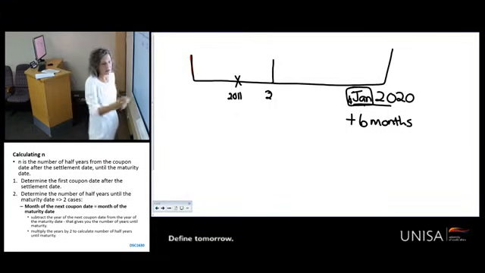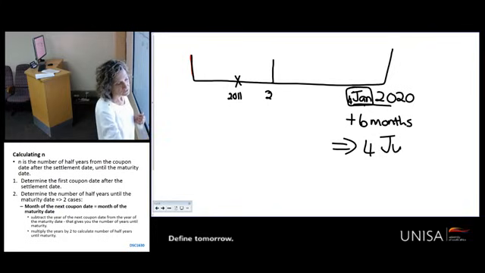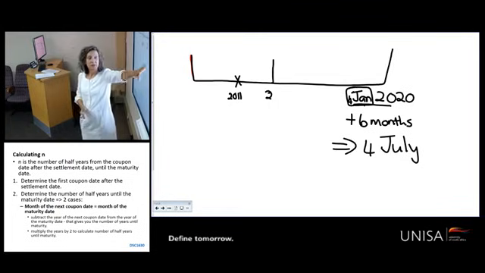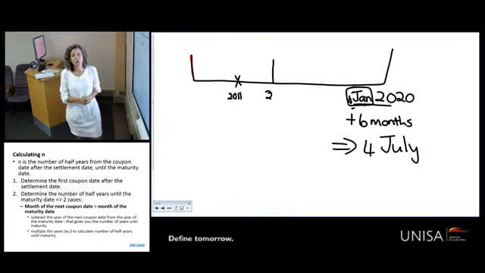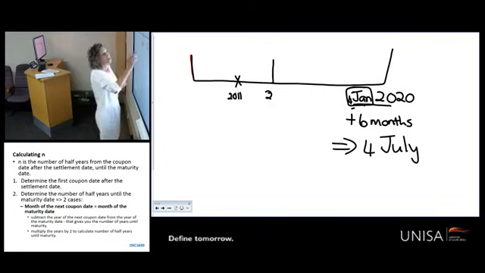So what will be my other coupon? It will be the 4th of July every year. So the 4th of January and the 4th of July, the same as the maturity date and month every year, plus 6 months, the 4th of July, you will receive then your coupons.